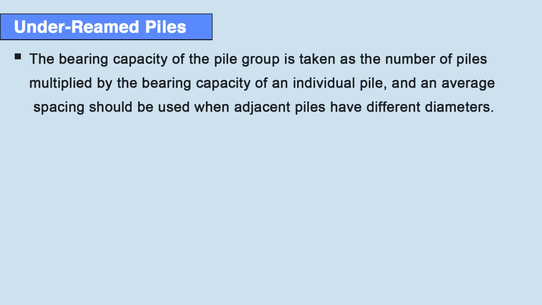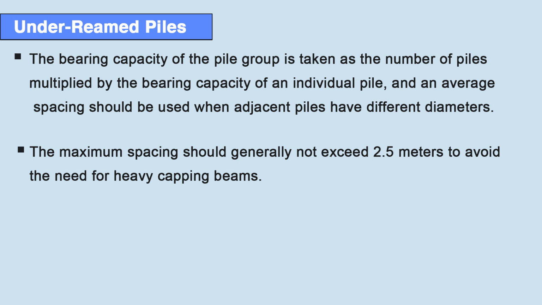The bearing capacity of the pile group is taken as the number of piles multiplied by the bearing capacity of an individual pile, and an average spacing should be used when adjacent piles have different diameters. The maximum spacing should generally not exceed 2.5 meters to avoid the need for heavy capping beams. In buildings, piles should be placed under all wall junctions to avoid point loads on the beams, and intermediate piles should be positioned so that the door openings fall between the piles when possible.